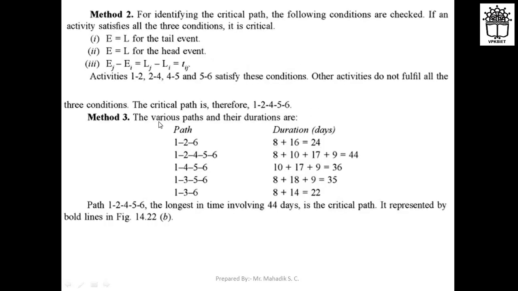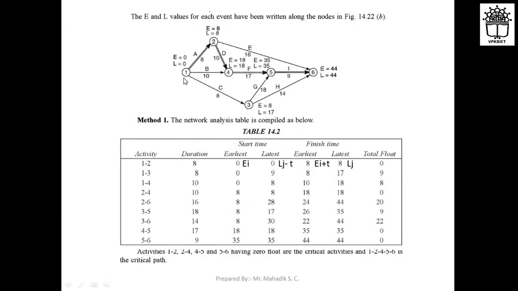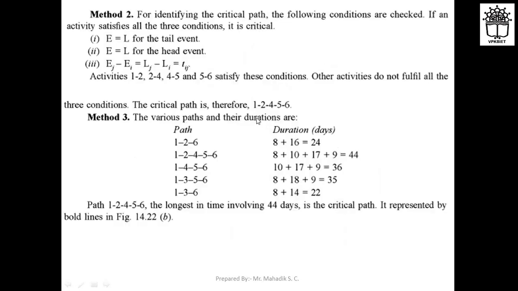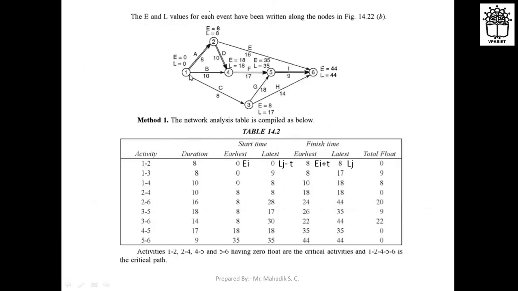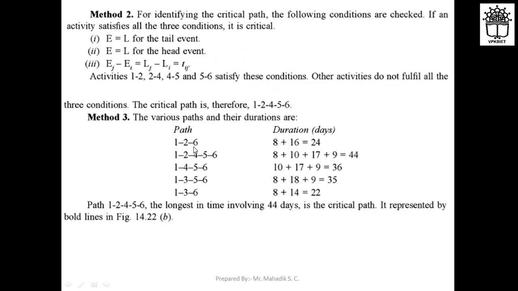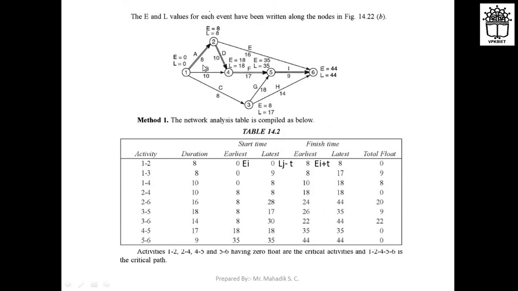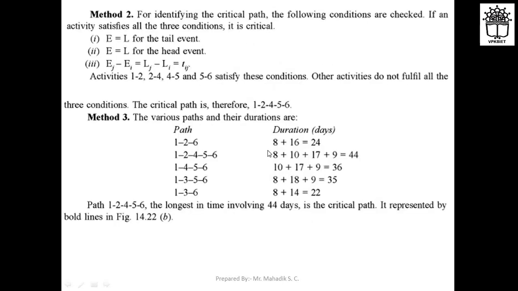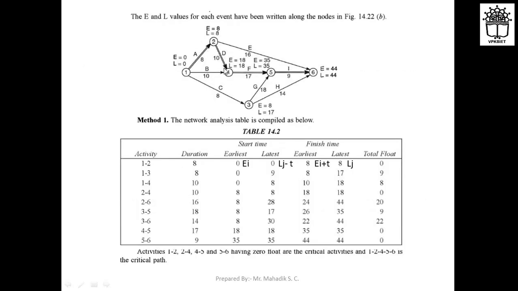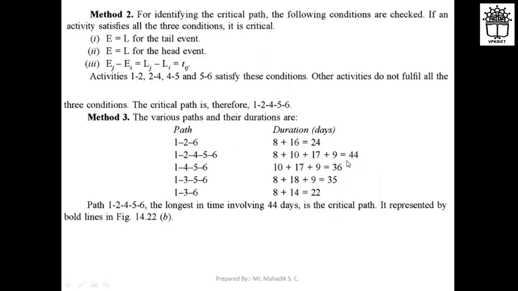Another method is very simple. You need to find the various paths and their durations. Just write down the paths. In this case the paths are 1, 2, 6; 1, 2, 4, 5, 6; 1, 4, 5, 6; 1, 3, 5, 6; and 1, 3, 6. All these paths are noted, and the time duration is noted for each path. For 1, 2, 6, the time duration required is 8 plus 16, which is 24. For 1, 2, 4, 5, 6 the duration required is 44. Just the summation of durations, in days, is taken.